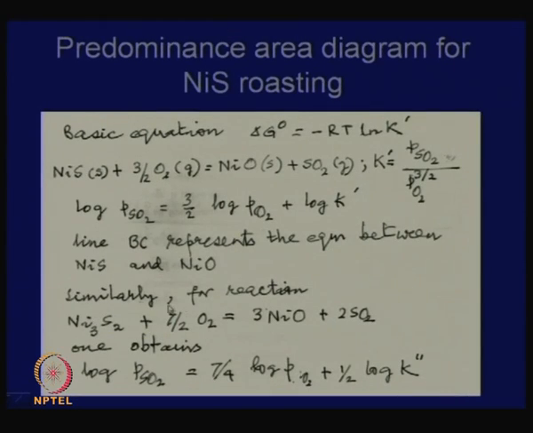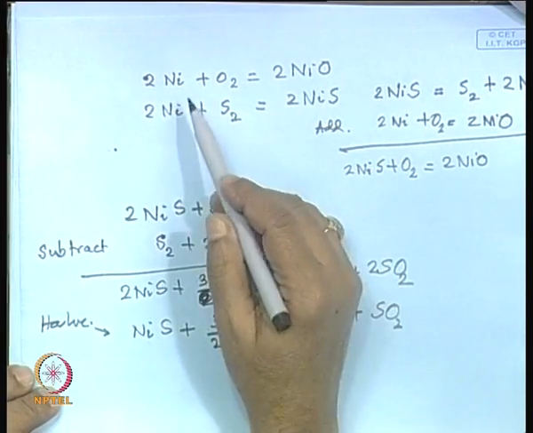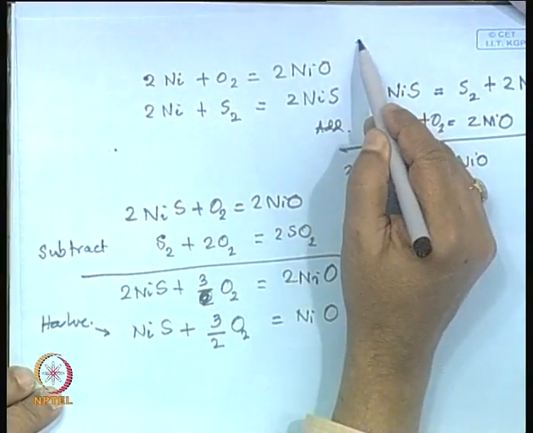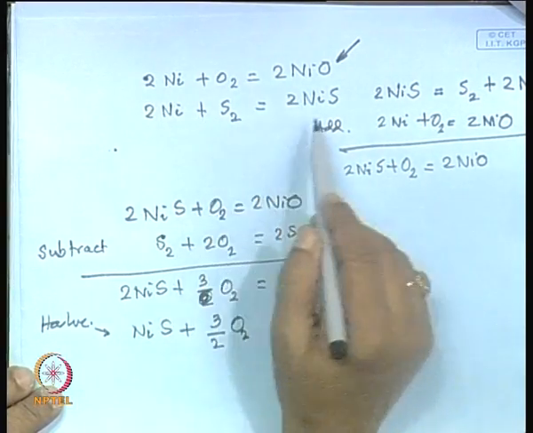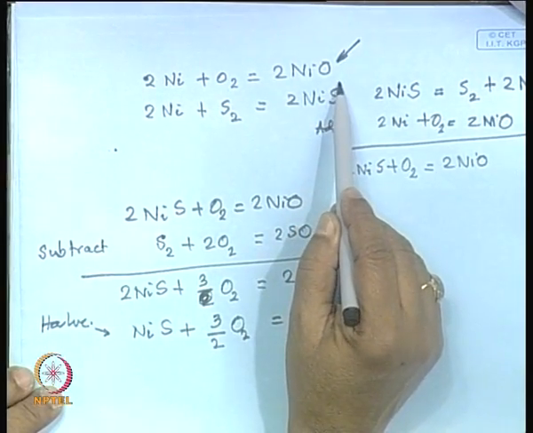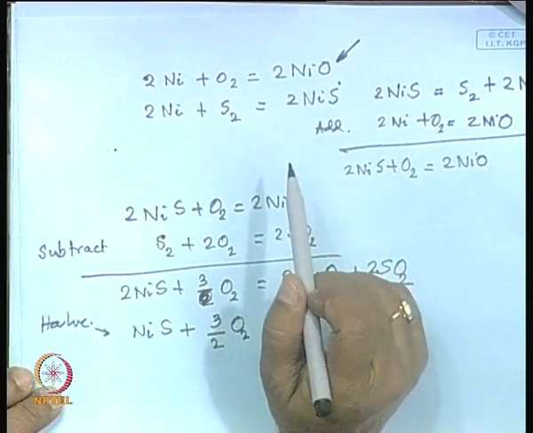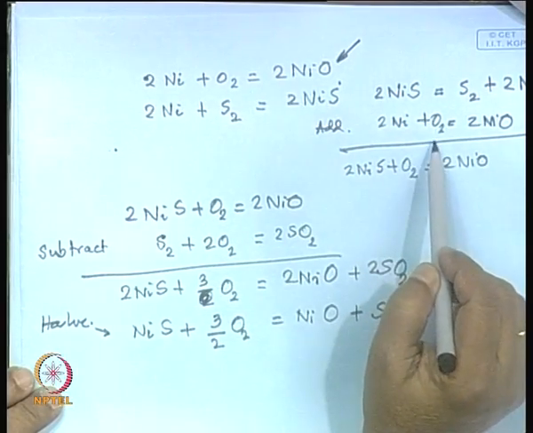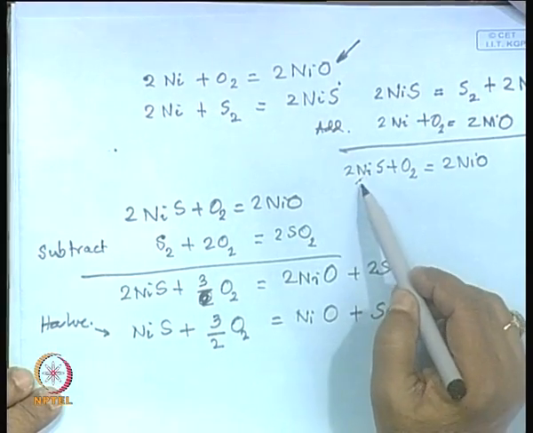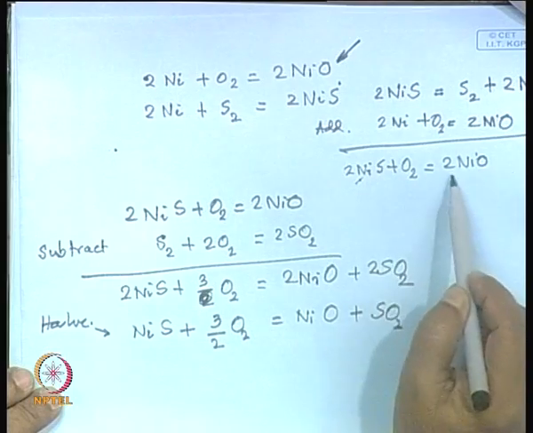Now, similarly, for reaction Ni3S2 plus 7 by 2 O2 giving 3 NiO plus 2 SO2, we will obtain another equation. Now, how do you analyze these? Look at these two equations, 2 Ni plus O2 giving 2 NiO. From Ellingham diagrams, we can get the free energy change value for this. 2 Ni plus S2 giving 2 NiS, we can get the free energy change for this from the Ellingham diagram for sulfides. Now, you write this reaction in reverse, so that you can add these two equations to get the equation that represents oxidation of NiS to NiO.